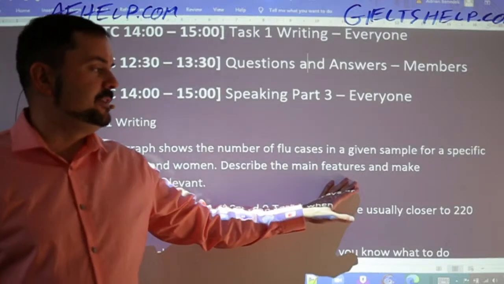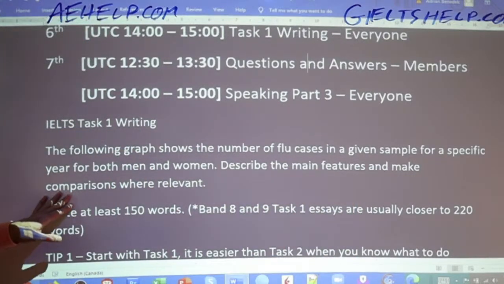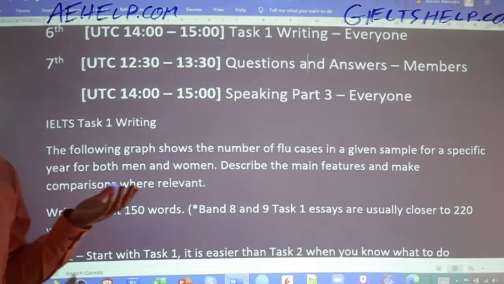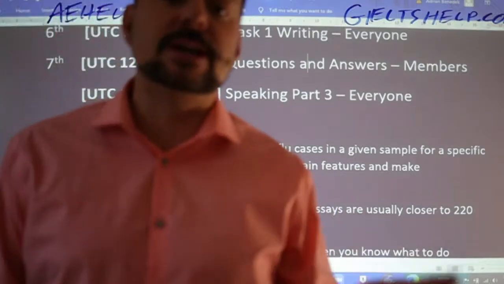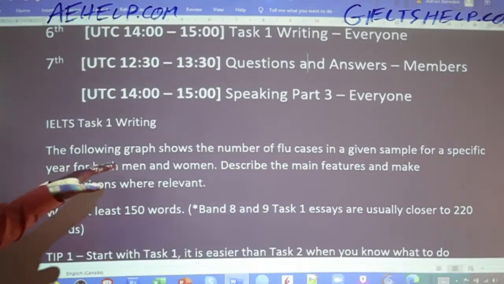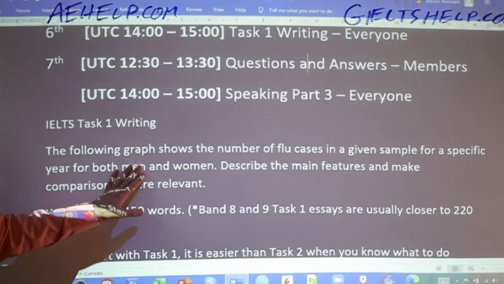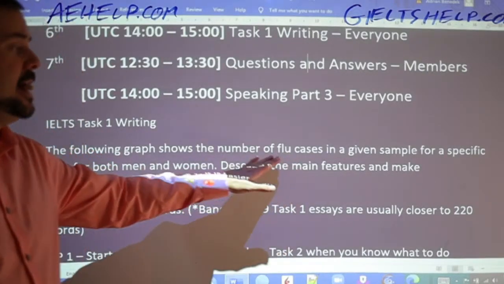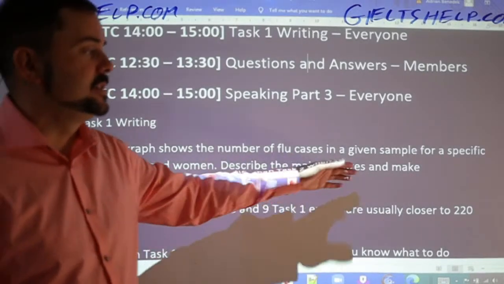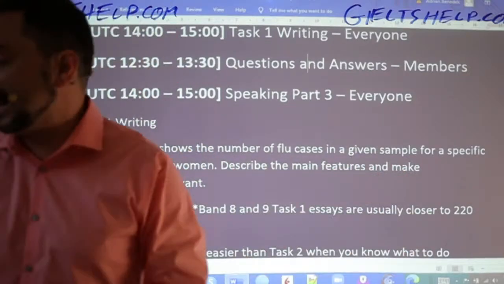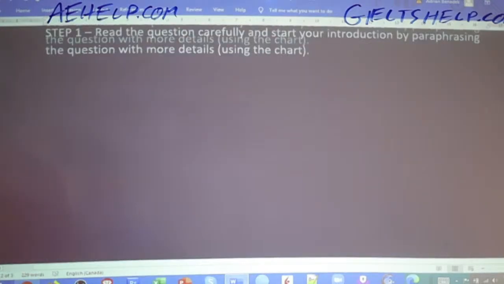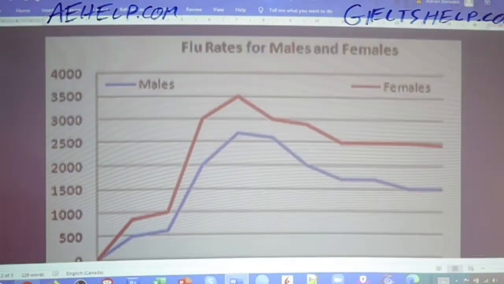Describe the main features and make comparisons where relevant. Now, when I read this kind of question, I always go, okay, so the following graph, sure, what kind of graph? Okay, it's a line graph. Number of flu cases. Okay, so how many flu cases in this given sample? Let's see that.